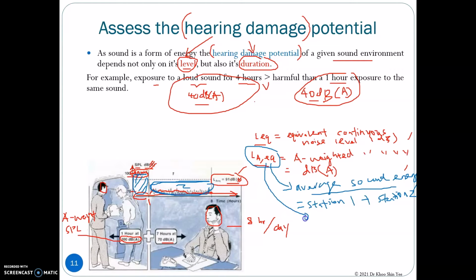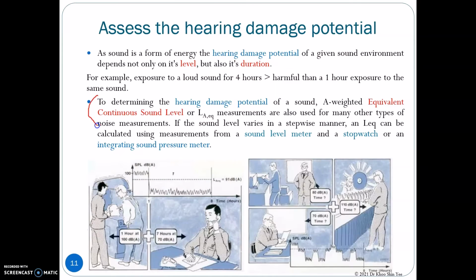The LAEQ considers not only the level, which is the SPL in dBA, but it also considers the time duration that the person is exposed to the noise, that is the period. Therefore, we can use the LAEQ parameter here to measure the hearing damage potential. So to determine the hearing damage potential of a sound, we can use the A-weighted equivalent continuous sound level, or in symbol we write the LAEQ.